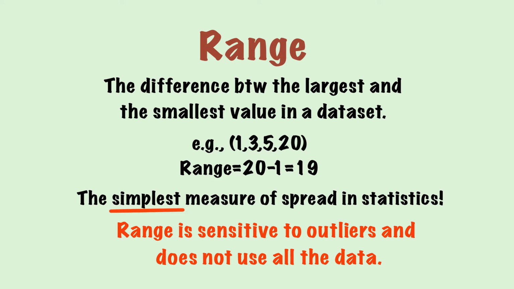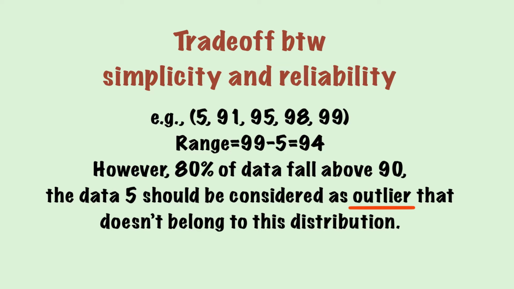However, there are some trade-offs between simplicity and reliability. Range is sensitive to outliers, which are extreme values. Moreover, it doesn't use all the data, so the reliability of range is compromised. Say we have data 5, 91, 95, 98, and 99. The range is 99 minus 5, which is 94. However, 80% of data are above 90 and below 100. The data point 5 should be considered an outlier, and the level of dispersion is exaggerated if we use range.